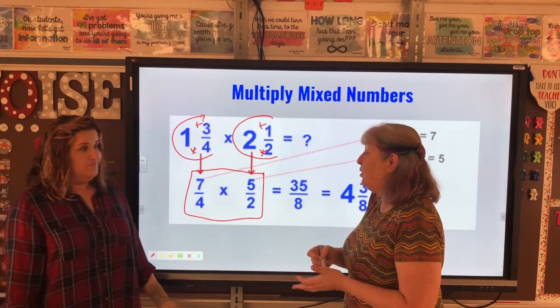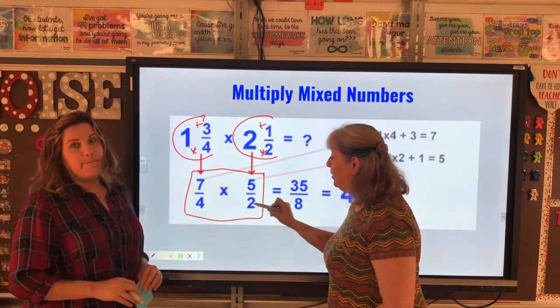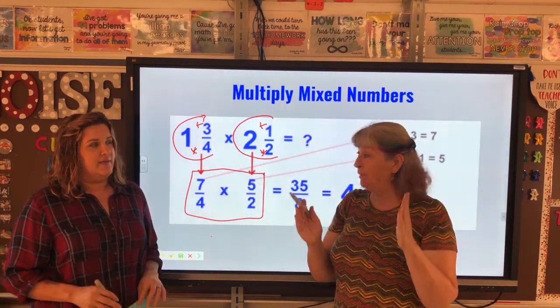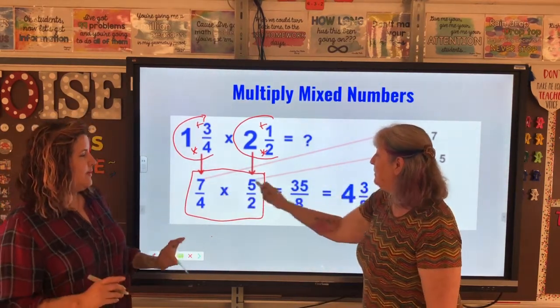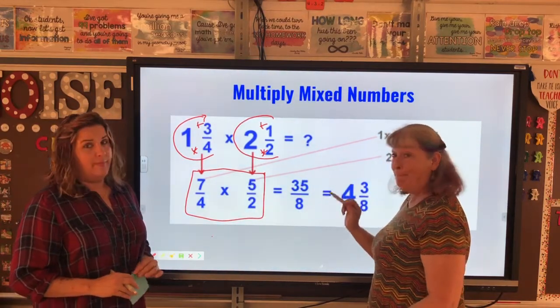One of the things you can't do, and I just want to remind you, you cannot reduce both of the denominators or both of the numerators. Not side to side, just up and down or crisscross. All right, so multiply. 7 times 5 is 35. 4 times 2 is 8. That is an improper fraction.